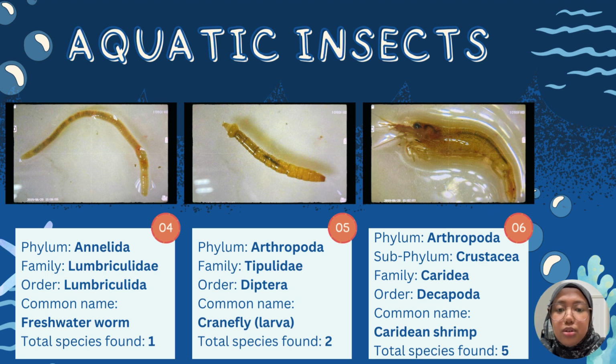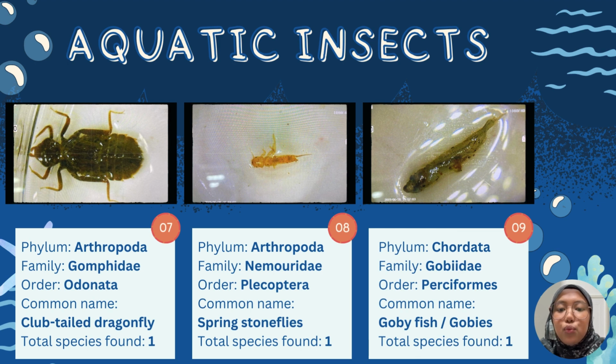Next is Caridean shrimp which from phylum Arthropoda and subphylum Crustacea. It falls under order Decapoda and it comes from family Caridea. Total species found is 5. The seventh one is club-tailed dragonfly from phylum Arthropoda and it falls under order Odonata. It comes from family Gomphidae and total species found is 1. Eighth one is spring stoneflies from phylum Arthropoda and it falls under order Plecoptera. It comes from family Nemouridae and total species found is 1.